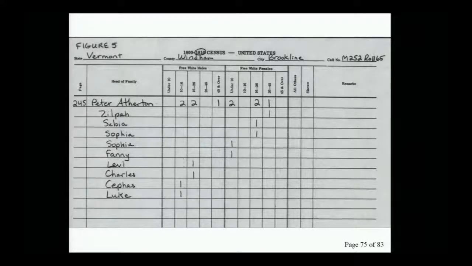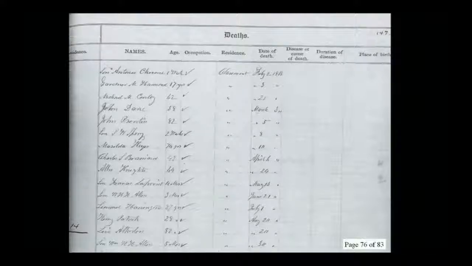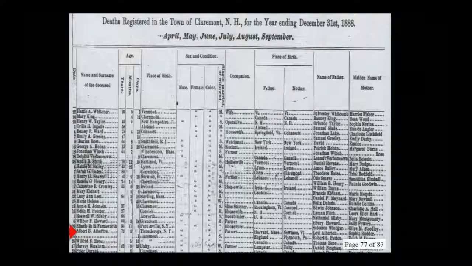On slide 76, I went over to Claremont, and one of the things I looked at were the death books. And we have Levi Atherton here. He's second up from the bottom. He's age 82 when he died in 1888. Anyway, no parents' names, no place of birth. Totally not helpful.